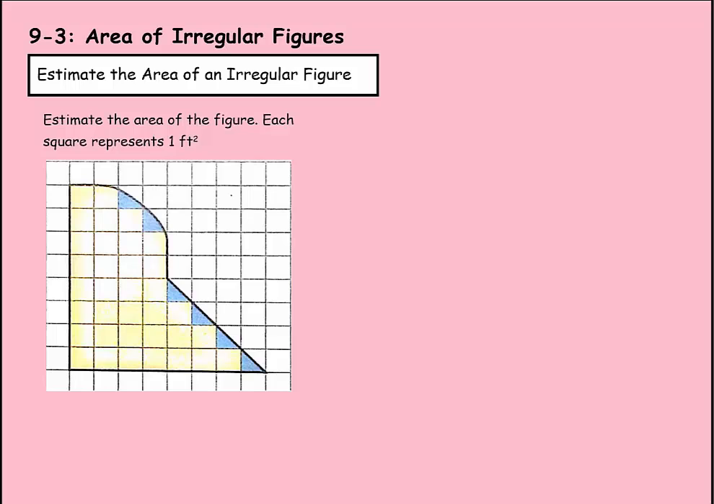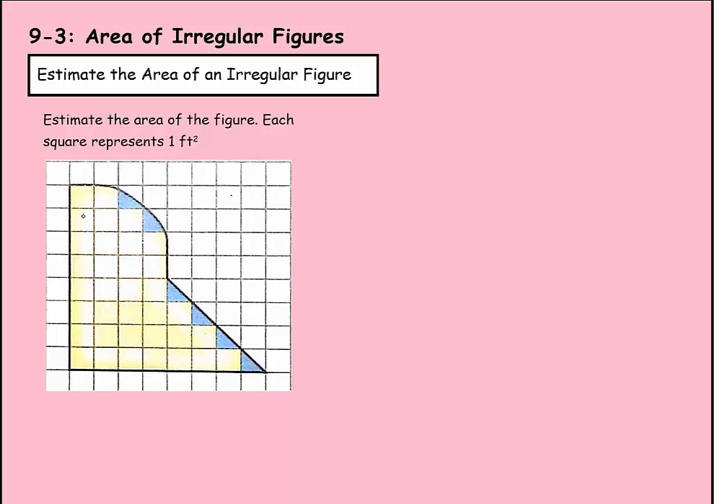Our first problem is to estimate the area of an irregular figure. It tells us to estimate the area of the figure. Each square represents 1 foot squared. If you notice, sometimes we have whole squares that are filled in by this figure, and sometimes we don't. The best way for us to solve this would be to count. First, we can estimate by counting the whole squares. Then we can figure out the area of the half squares and add them on.